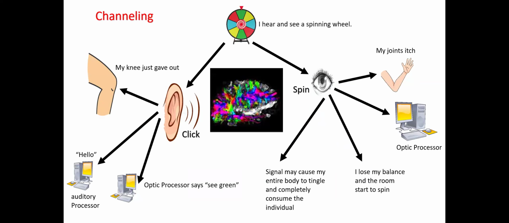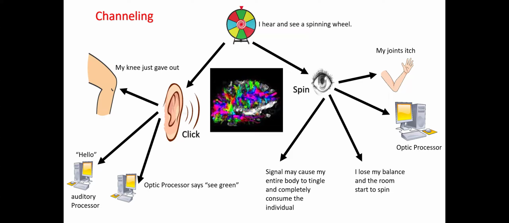An example would be my knee. If I hear a clicking noise, my joints get weak. I have literally had to grasp the rail and keep myself from falling because someone started snapping their fingers while I was walking down the stairs. Spinning can make me dizzy, my joints itch.